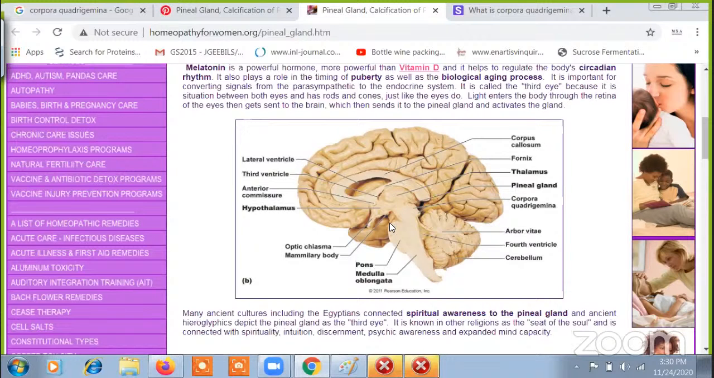Next, at the ventral side of the midbrain, you can find this region which is called optic chiasma. Optic chiasma is a region where the optic nerves cross each other.